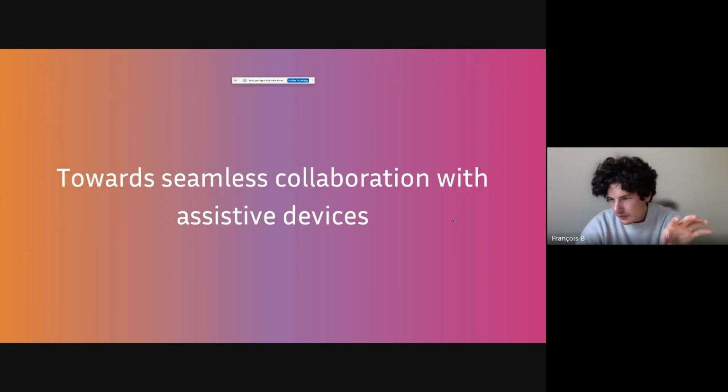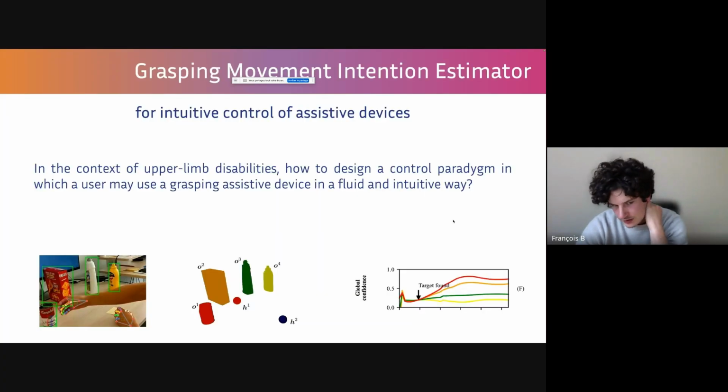So now shifting a bit from these projects, as I said, in the Agilis project, we are trying now to think ahead of what could be the control of neuroprosthetics in the future. And we want to work towards seamless collaboration with assistive devices. So this is the work of a postdoctoral researcher between INRIA Montpellier and INRIA Paris, Etienne Moulet. And Etienne is working on a grasping movement intention estimator.